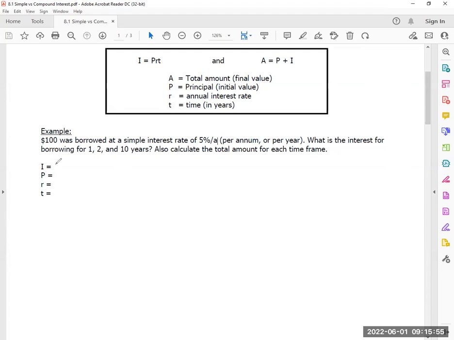My interest, I do not know. I'm trying to figure that out. What's my P? What am I starting with? Go, go, go. Go ahead, Zach. Yes. Sage, I'm coming to you next. Okay. At a simple interest rate, what is my R?